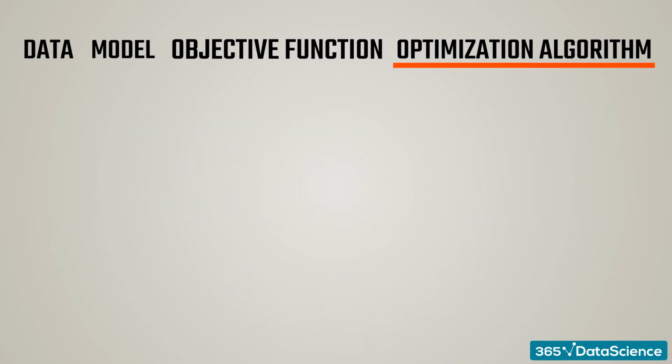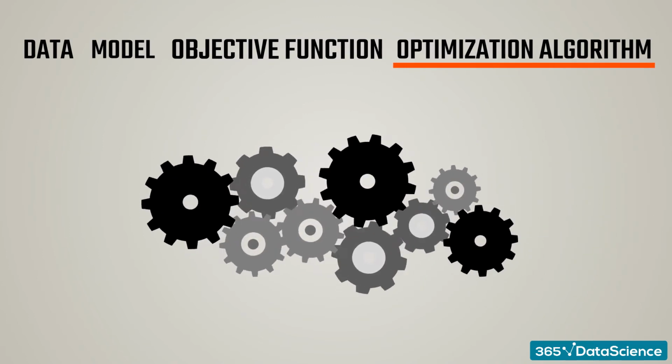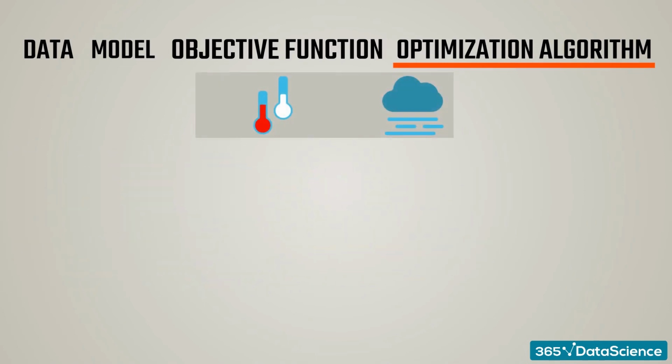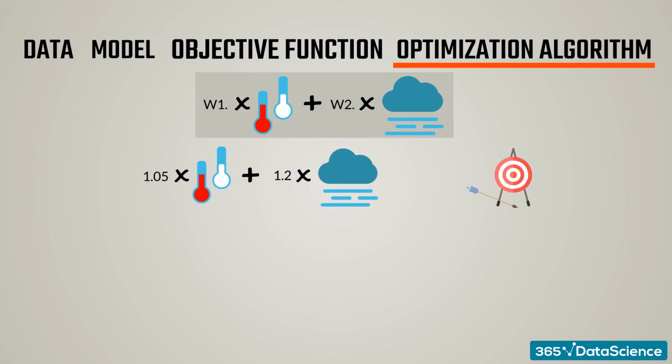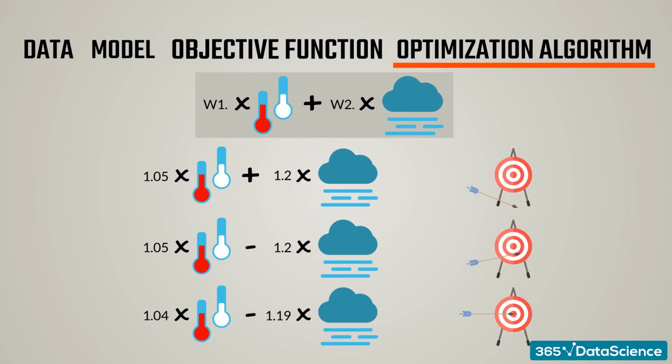Okay, our final ingredient is the optimization algorithm. It consists of the mechanics through which we vary the parameters of the model to optimize the objective function. For instance, if our weather forecast model is weather tomorrow equals W1 times temperature plus W2 times humidity, the optimization algorithm may go through values like 1.05 times temperature plus 1.2 times humidity, or 1.05 times temperature minus 1.2 times humidity, or 1.04 times temperature minus 1.19 times humidity, and so on.